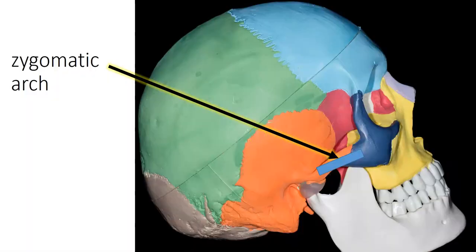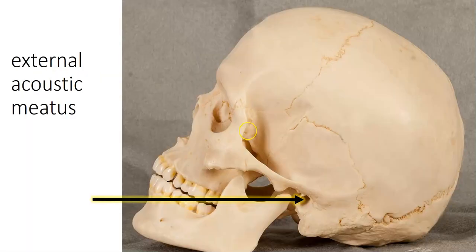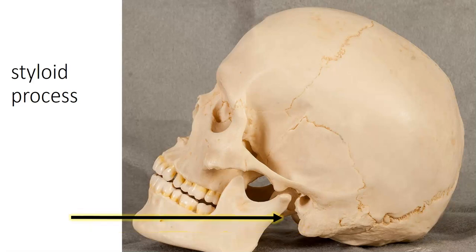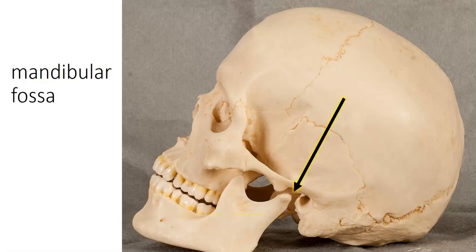We also see the zygomatic arch, external acoustic meatus, a canal-like passageway going into the ear. This is the mastoid process, where a muscle attaches. And this sharp process is the styloid process. Here is the mandibular fossa, where the mandible attaches.